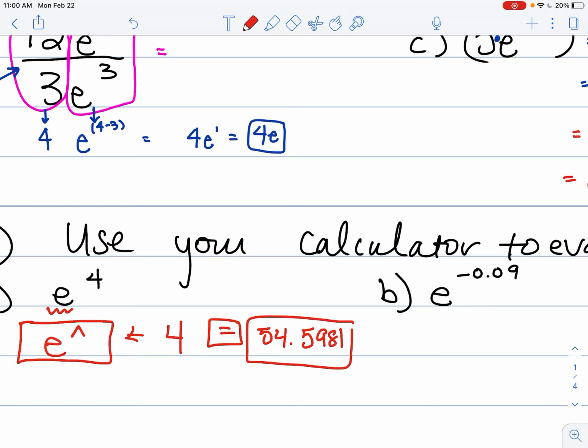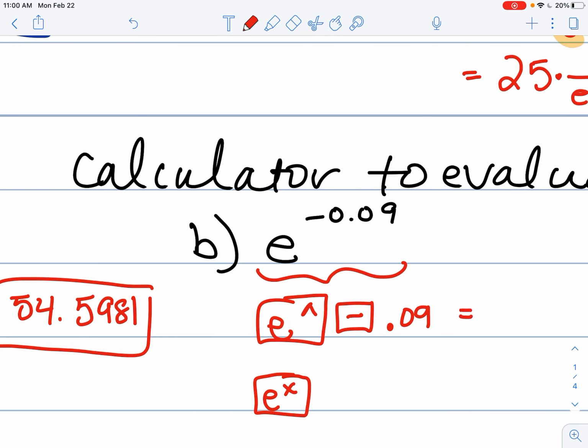So we're going to round it to 54.5981. Okay, for this one here, we're going to use that e to the key. Sometimes the key looks like this, e to the x, and then we're going to hit the negative button, and then we're going to type the numbers 0.09. Hit your equals key or your enter key, and we get 0.9139.